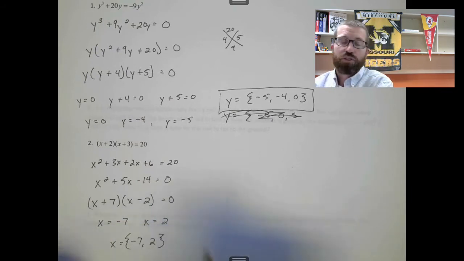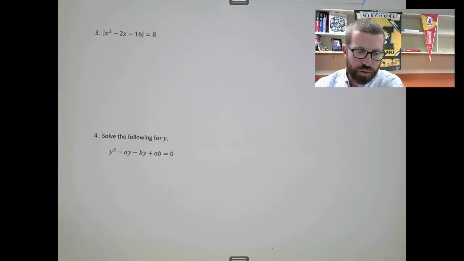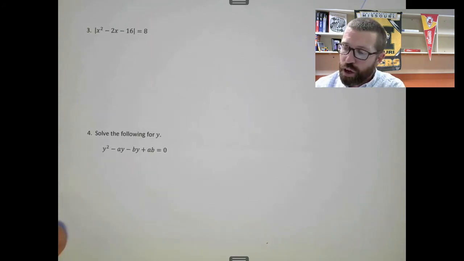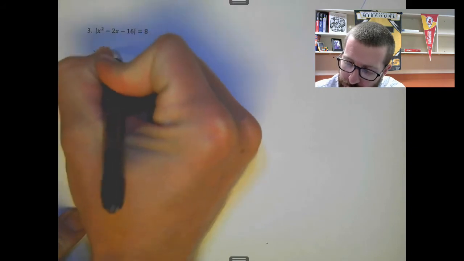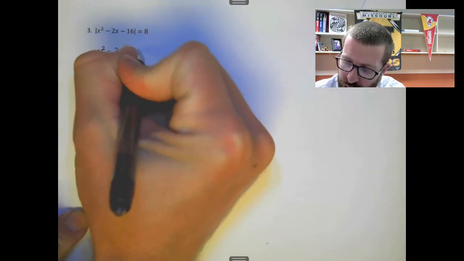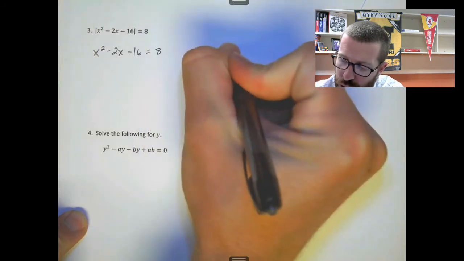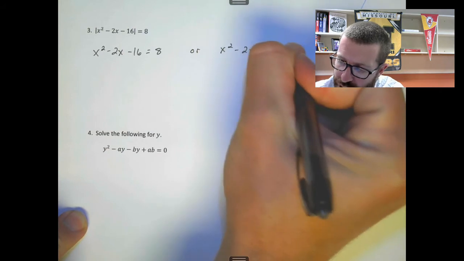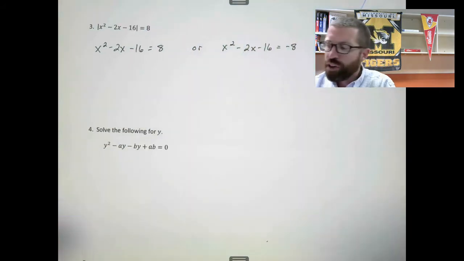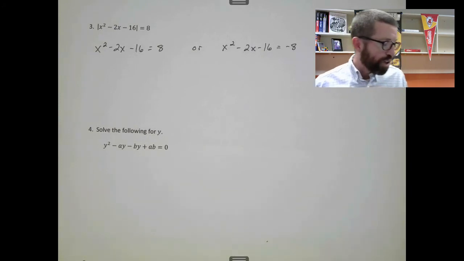And so x has 2 solutions there. Okay, let's look at number 3. Number 3 is an absolute value equation, so that gives us 2 different equations. We have x squared minus 2x minus 16 is equal to 8, or x squared minus 2x minus 16 is equal to -8. So this is a little bit more work because the one problem does turn into 2.